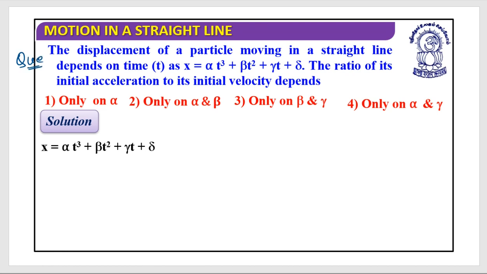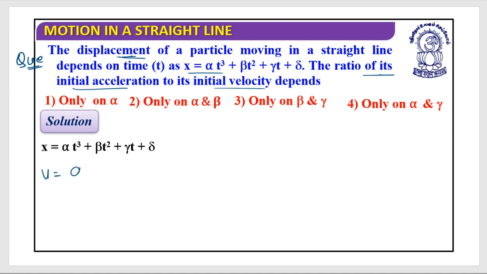Go with this. What they have given is the displacement of a particle, and you need to find the ratio of its initial acceleration, that means acceleration at time t equals 0, and initial velocity. Okay, so before we go through this, first I need to find the velocity and acceleration. So displacement is given, velocity is to be found.